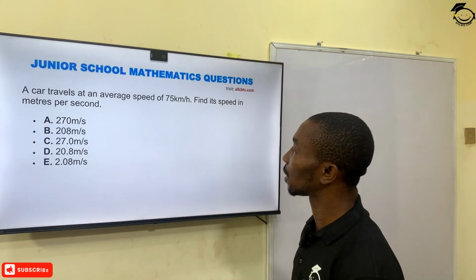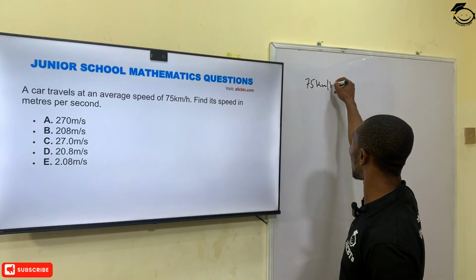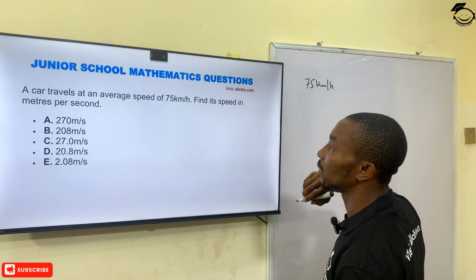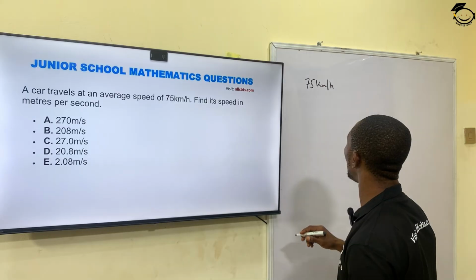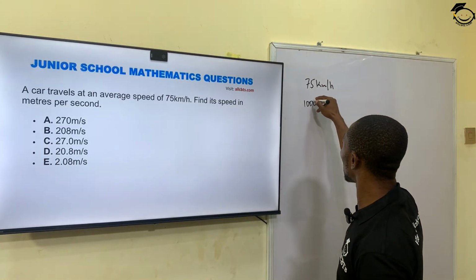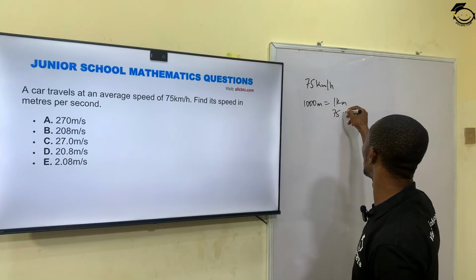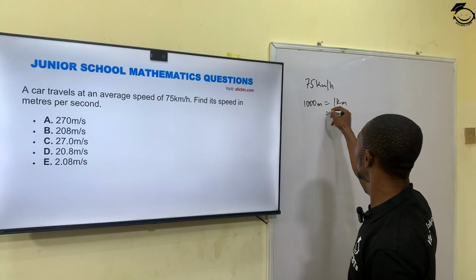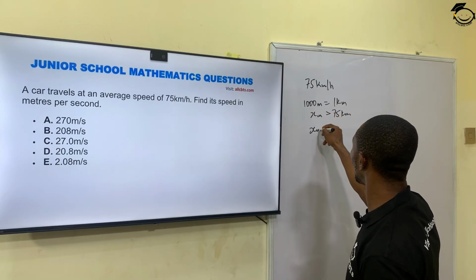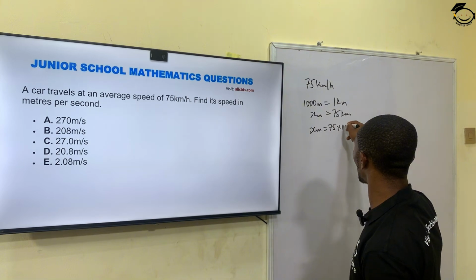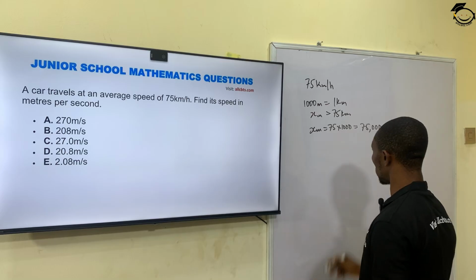A car travels at an average speed of 75 kilometers per hour. Find its speed in meters per second. Now, we are looking for the speed in meters per second. And we know that 1,000 meters equals 1 kilometer. So for 75 kilometers will be x meters. So cross multiply, x meters equals 75 times 1,000, which will give us 75,000 meters.